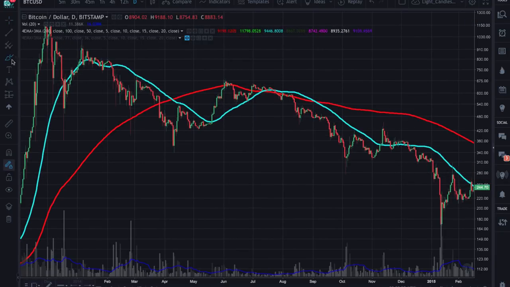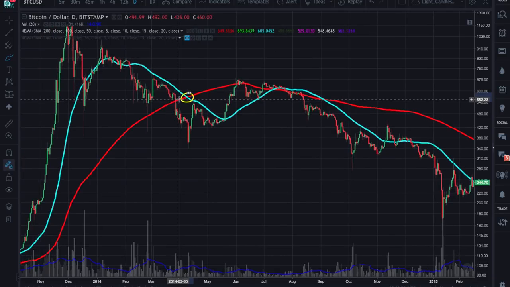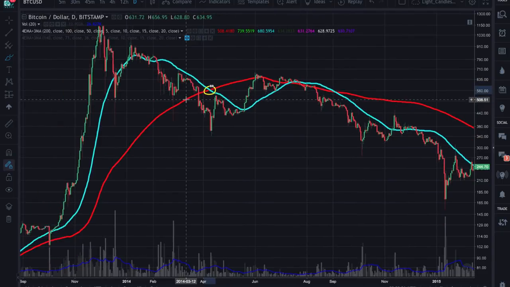And so you can see here the death cross happened right here on, what day is that? Let me move my indicators here. So that happened on April 9th of 2014. And so that was the first intersection of these two moving averages on the last big bear.